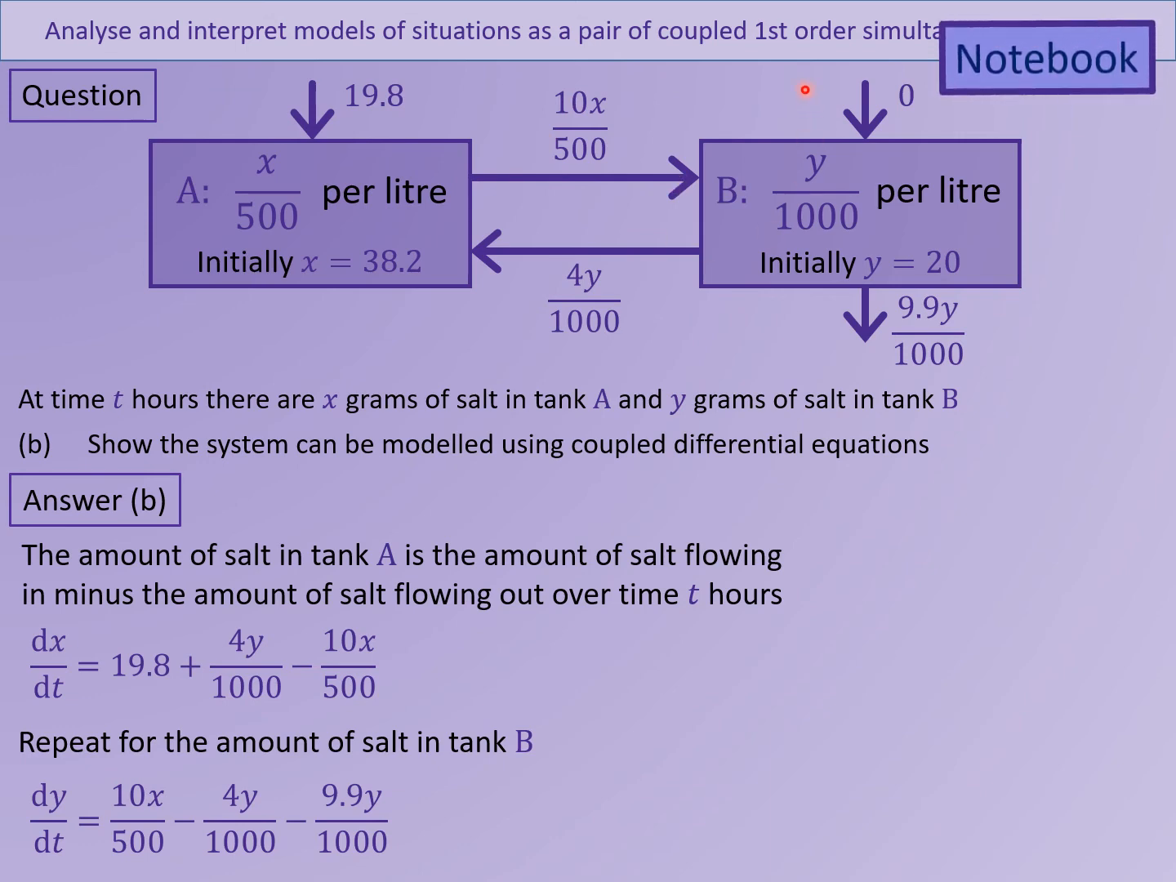What flows out of it, oh, I can ignore the 0 because that's not going to change the concentration at all. So what flows in is 10x over 500, but what flows out is 4y over 1,000 and 9.9y over 1,000. Now, yes, I can combine those two together, and I do. So I get this 13.9y over 1,000. So I've got my two coupled differential equations set up, and I could potentially pause there and ask you to work out the next few questions.